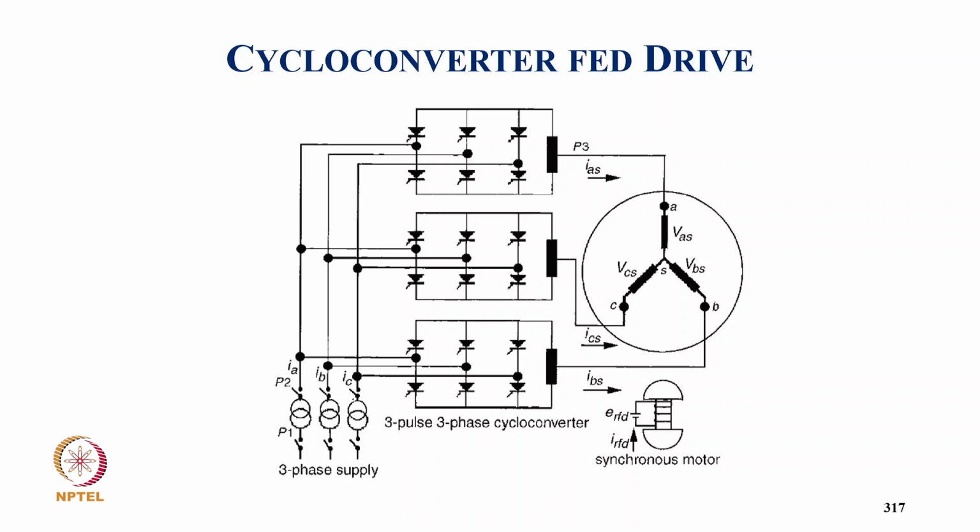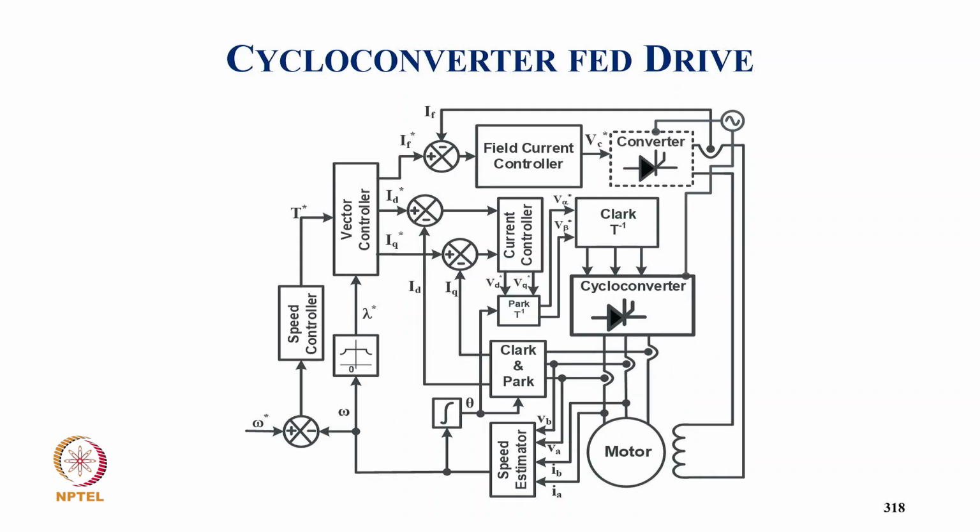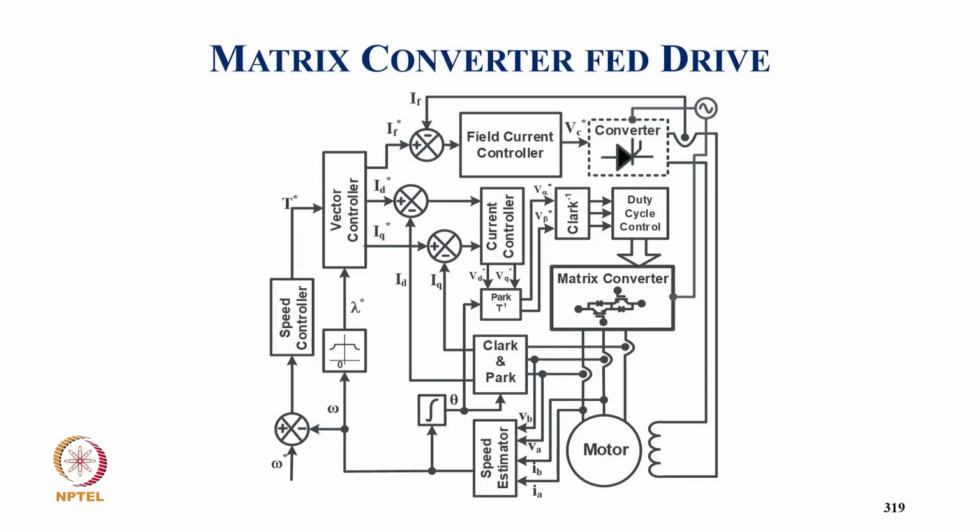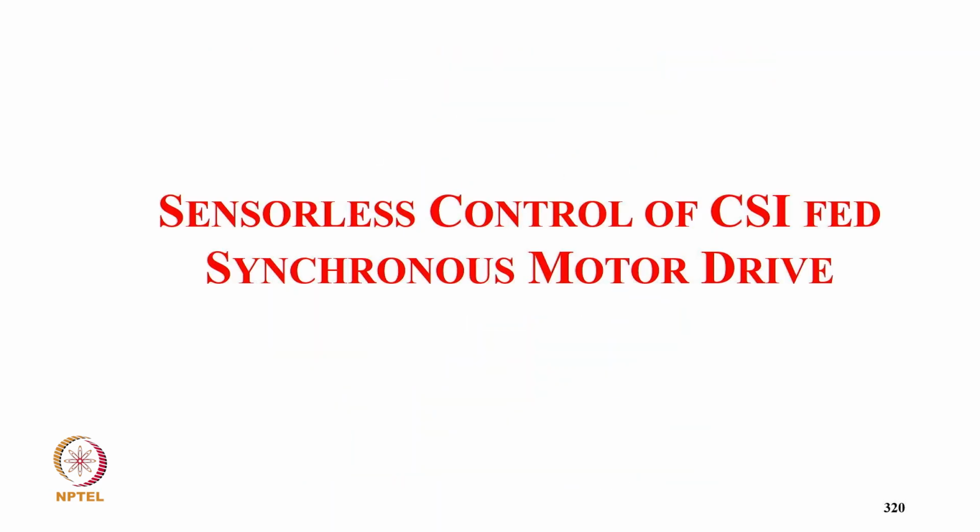This is typically a cycloconverter fed drive. We can easily implement it the way we have, and this is the control block of the cycloconverter fed drive, the same block except that we derive the reference voltage for control of the cycloconverter. This is typically the matrix converter. How do we go ahead again with the voltage vector and decide the duty cycle control.